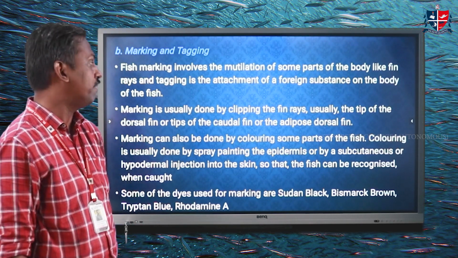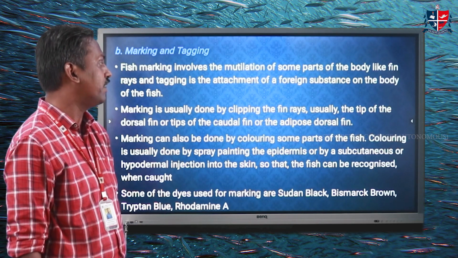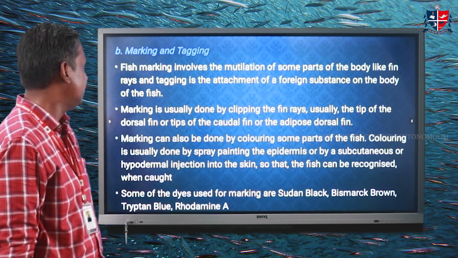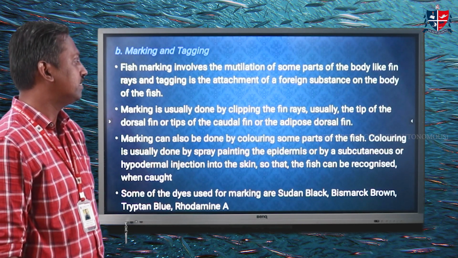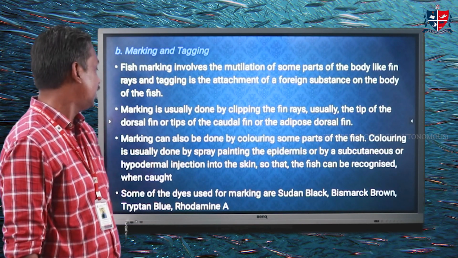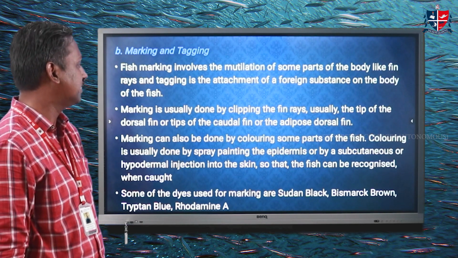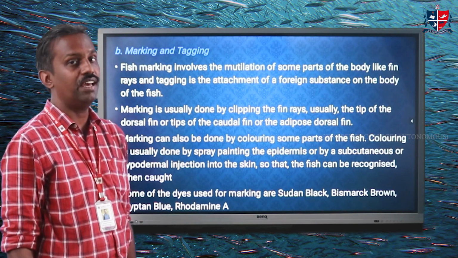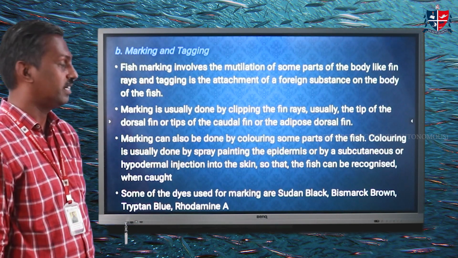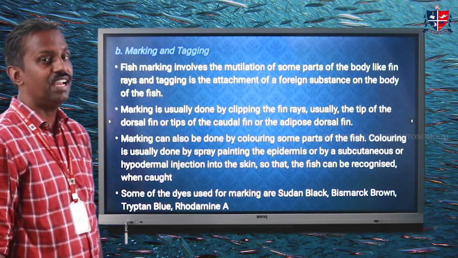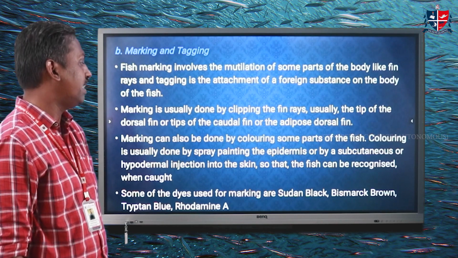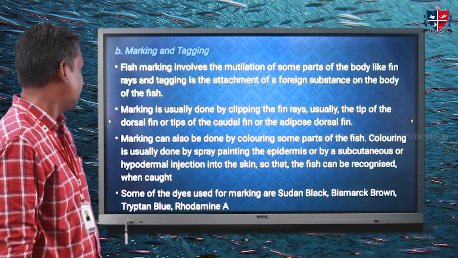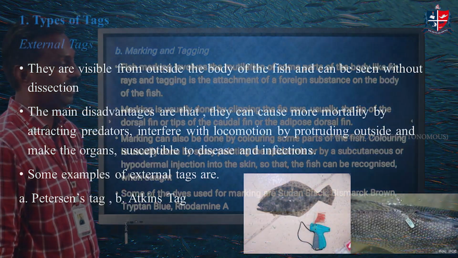Marking can also be done by coloring some part of the fish. Coloring is usually done by spray painting the epidermis or by subcutaneous or hypodermal injection into the skin so that the fishes can be recognized when caught. Some of the dyes which are normally used for marking are Sudan black, Bismarck brown, Krypton blue, rhodamine A.